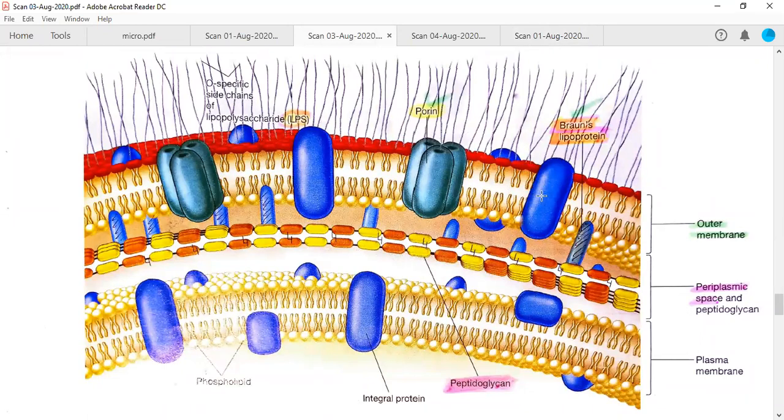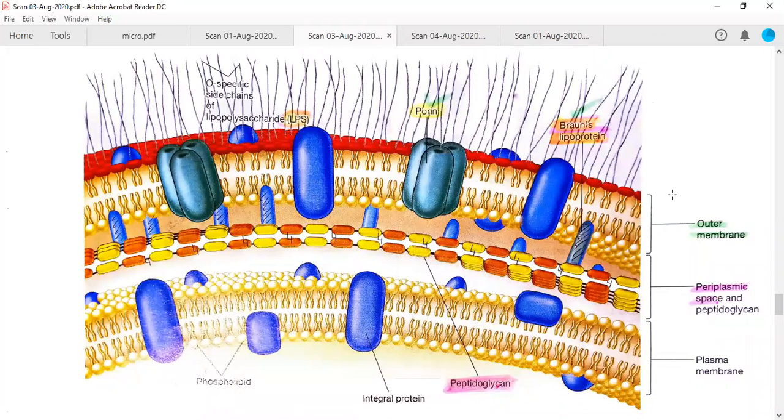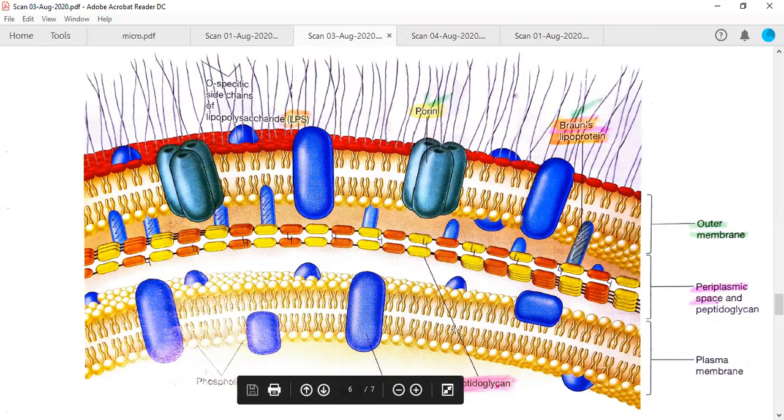Now, since I'm showing this particular diagram, there are certain important points to be noted here. First of all, this outer membrane is responsible for the toxicity of gram-negative bacteria, and it will not allow certain drugs to enter inside the cell. But most low molecular weight molecules can cross this outer membrane. It is more permeable when compared to the plasma membrane.